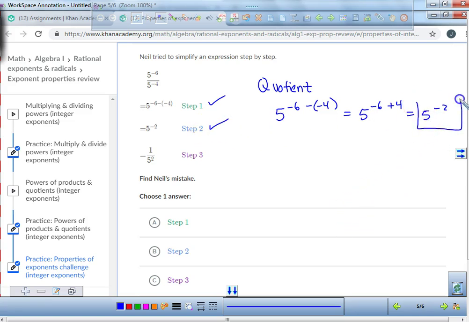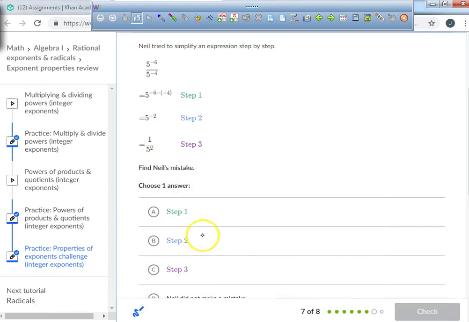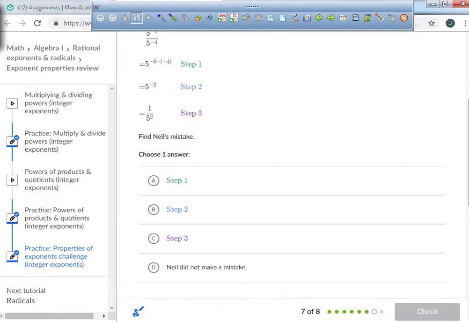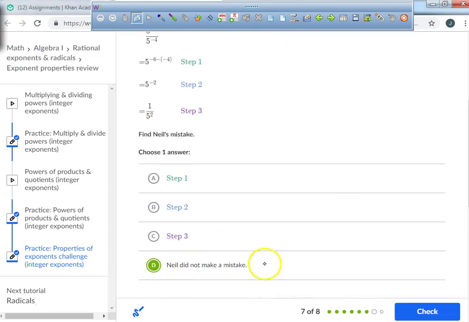But what does 5 to the -2 actually mean? If I wanted to make it positive, that's 1 over 5 squared. Anytime you want to make a negative exponent positive, all you're going to do is shift it underneath a 1. So she did step 1, she did step 2, and she did step 3 correctly. So she didn't make a mistake. Oh, sorry, he. Okay. Sorry.